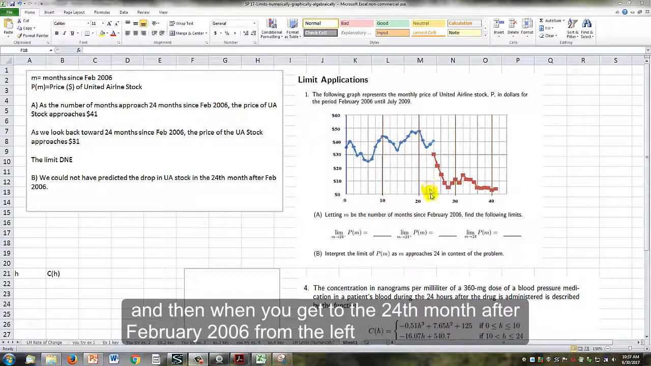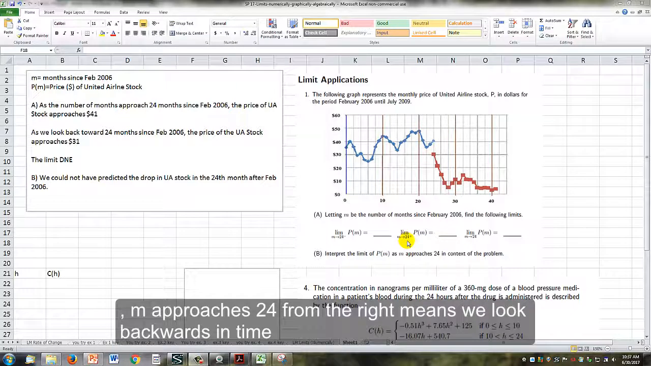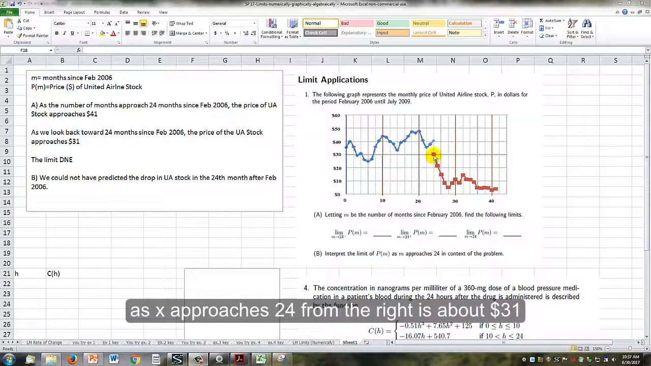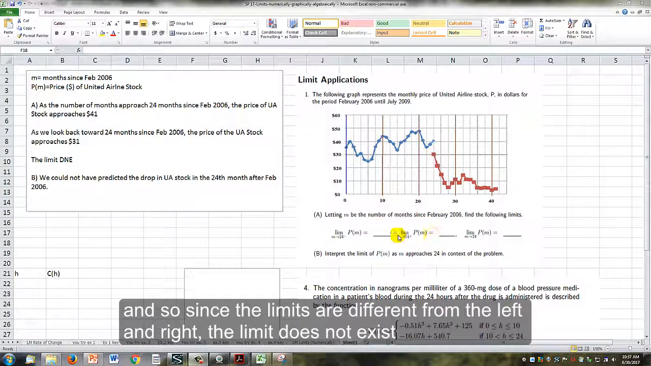And then when you get to the 24th month after February 2006, from the left, the stock is about $41. The limit as m approaches 24 from the right means we would look backwards in time. And the limit as x approaches 24 from the right is about $31 or $30. And so since the limits are different from the left and the right, the limit does not exist.